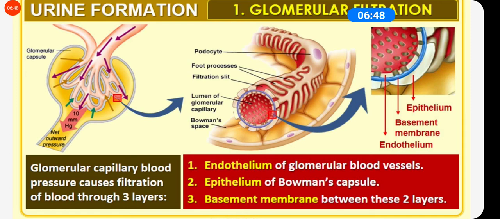Now there are three linings. First is the epithelium of Bowman's capsule. Then is the basement membrane, which is present between the two layers, and then is the endothelium of the glomerular blood vessel.